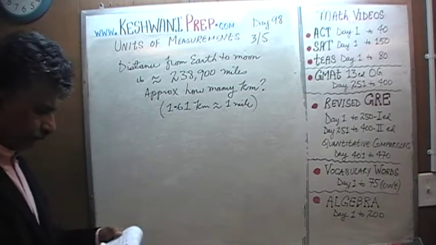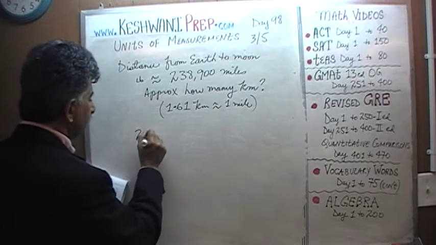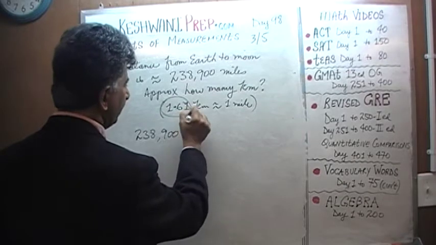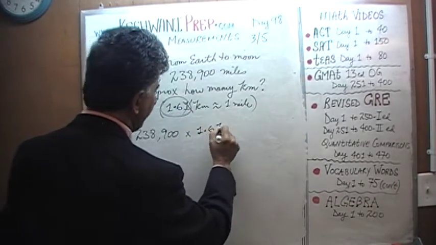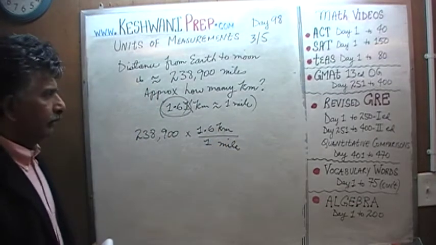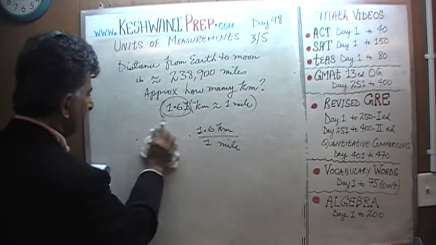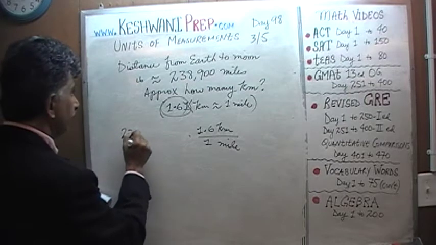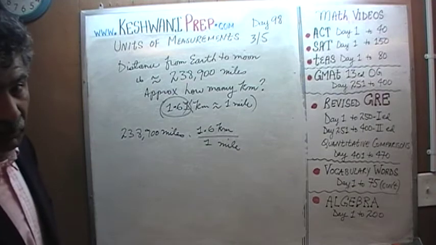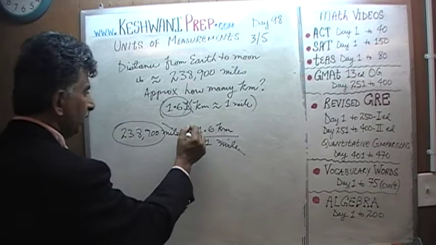Here's what's going on. It's 238,900 miles, and it's 1.61 kilometers. So it's 1.6 kilometers per 1 mile. So this is how many miles we have. I forgot to put the units here. 238,900 miles. I'm making too much fuss now. In the real exam, you don't have a luxury to be so silly. And the miles are going to cancel out. Essentially, we have to multiply this number by 1.6.